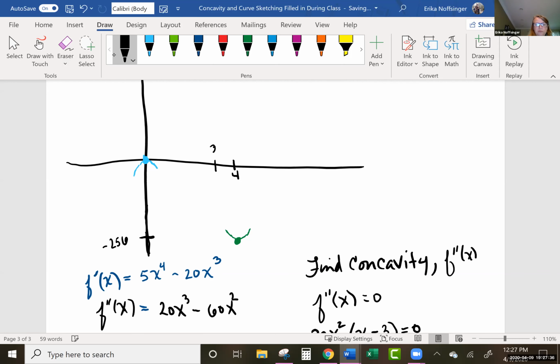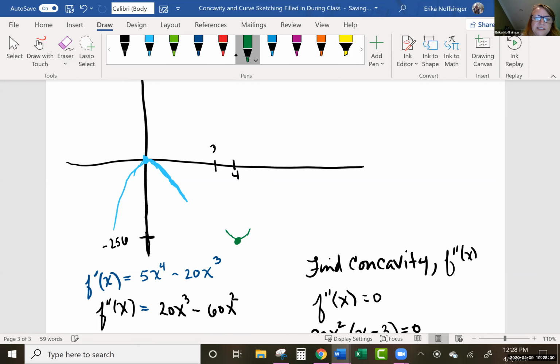Let's change it once we've gotten that. But so we said it was concave down, and this was a max, still concave down until, at some point in here, we change direction. And it's concave up from then on.